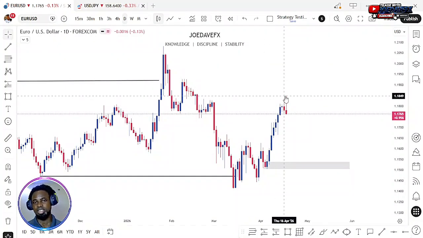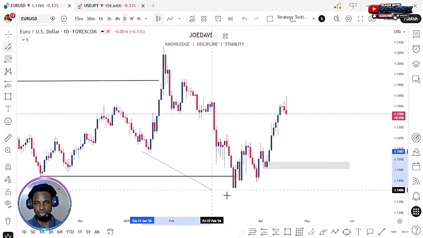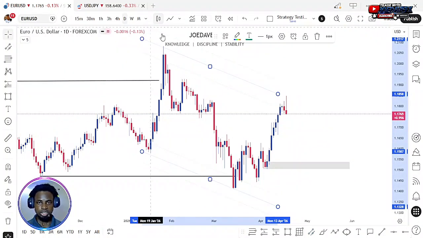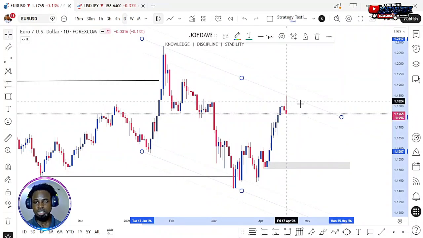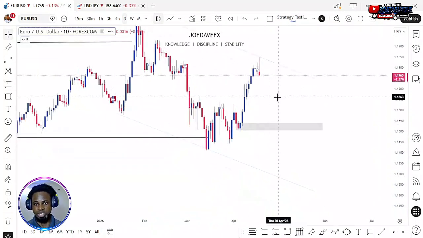This reversal we had here is not just a reversal. If I use these tools right from this low here, I'm going to take this low, connect this one with this one, then extend it to the upside so that it touches this one here. You can actually see that last week was into this channel here, which is also a double confirmation to us that we might likely be seeing more selling to the downside.